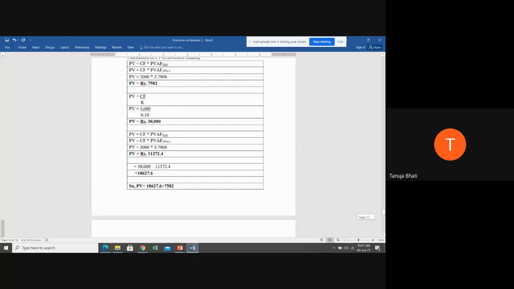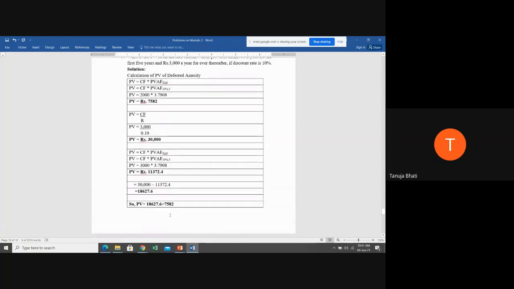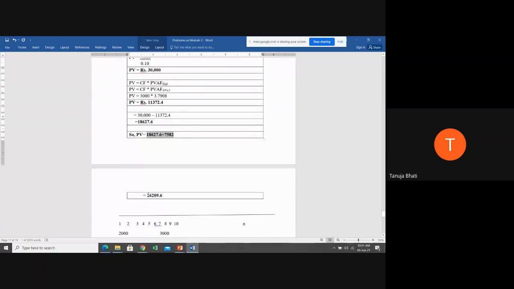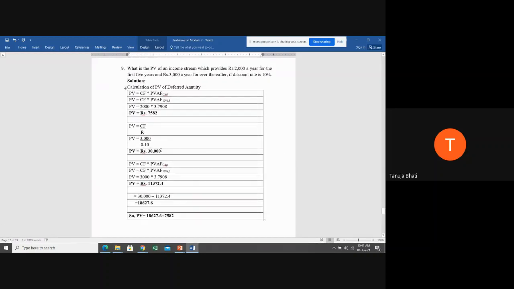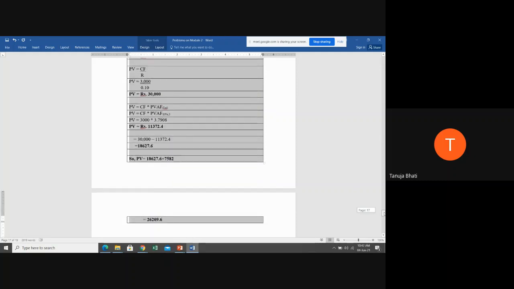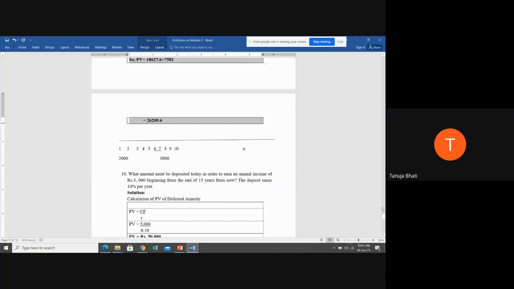So the total present value will be 18,627.6 plus 7,582. When I add both, I get the total present value, which is 26,209.6. Now, is this problem clear? Did you all understand logically why we have followed the steps, everyone? Yes, ma'am. Okay, very good. Now we move ahead to the next problem.